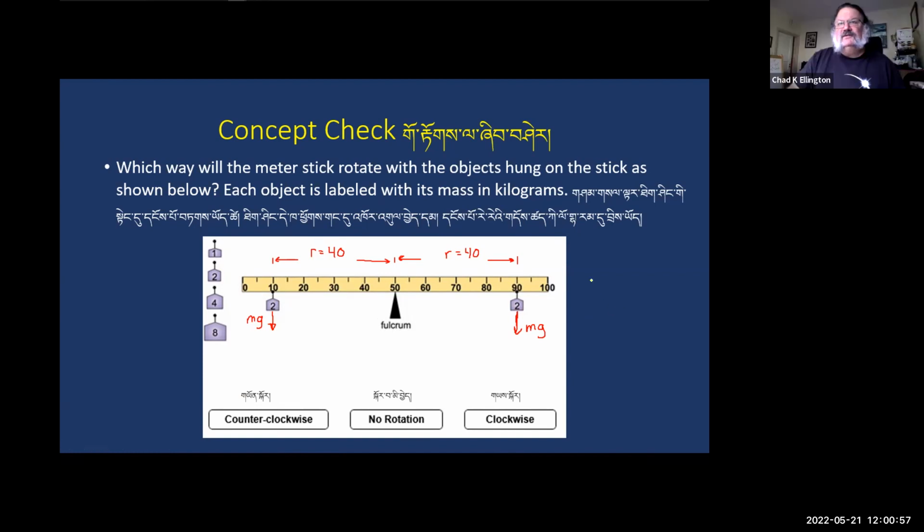So the mass over here on the right side would have a torque of RF on this side, which is going to be actually RmG, because that's what the force is. It's the weight of that object.